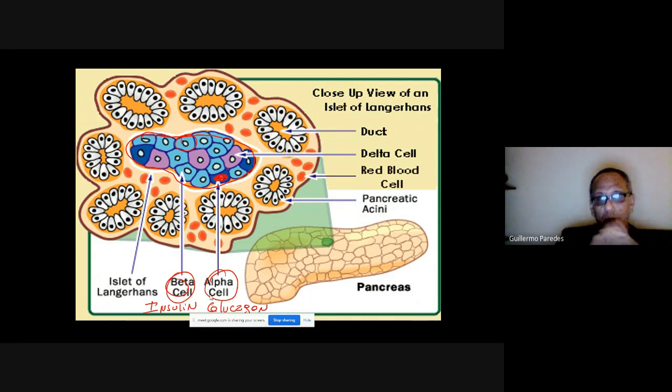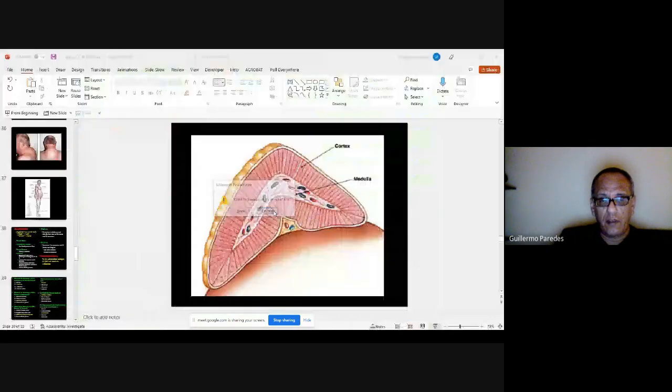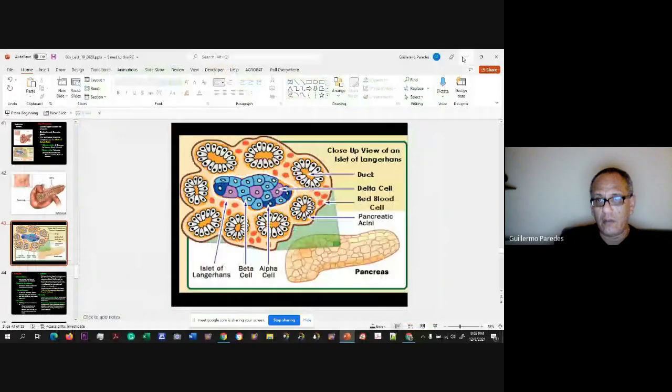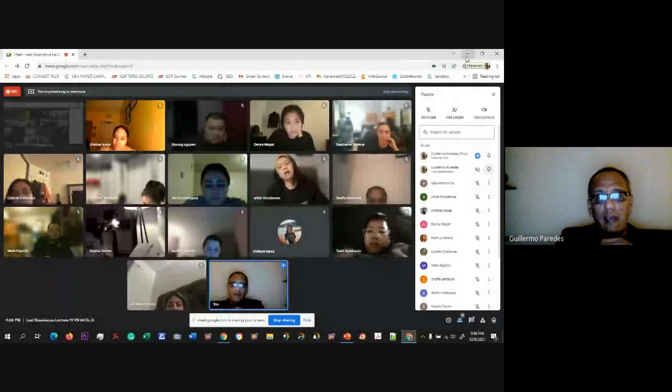Okay, so with this topic, we are going to finish. All right, so what is doing the insulin? So please review this chart, this graphic. What is doing the insulin?